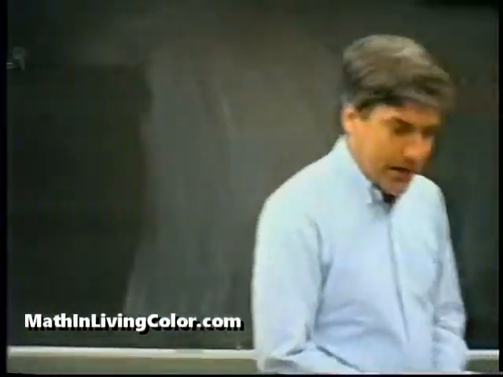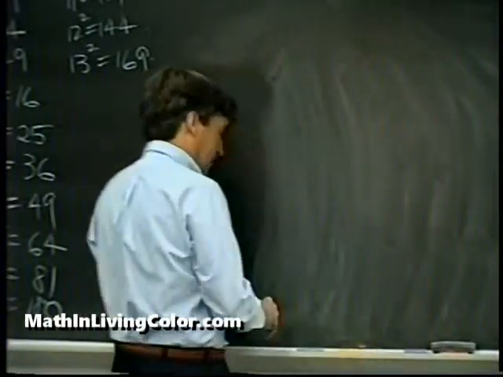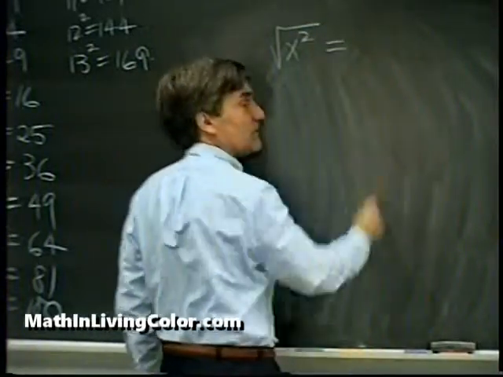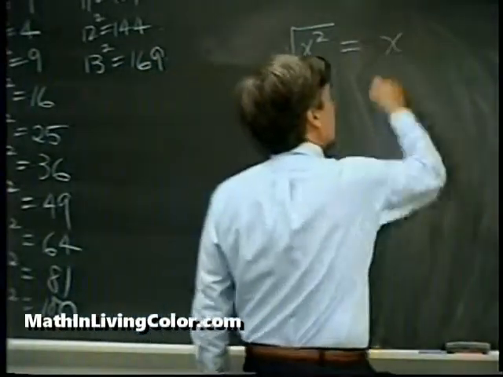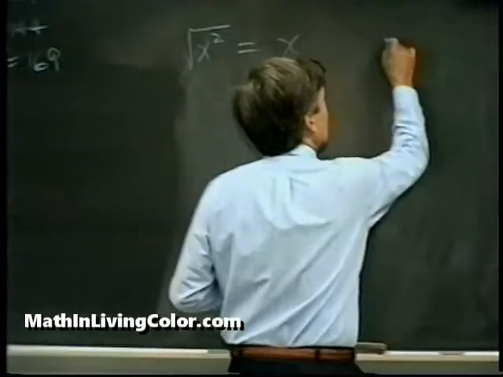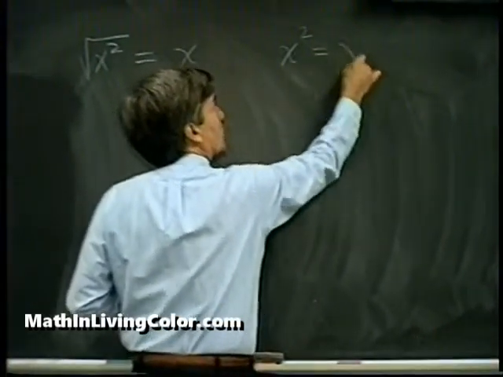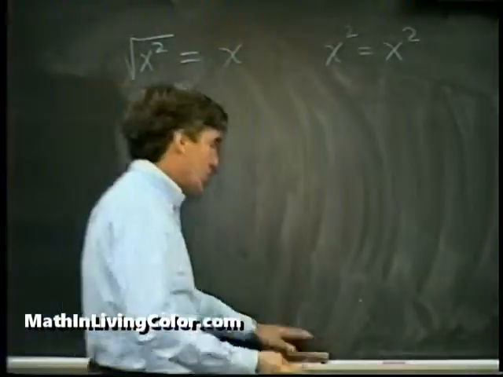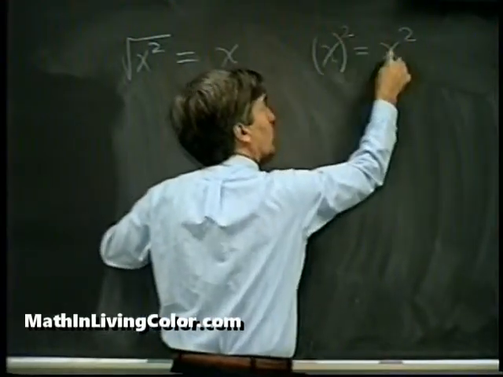Okay? Now, next thing I'd like to talk about is, what if you had a square root of something with an exponent in it? Let's say you have a square root of x squared. Anybody want to take a guess? X. Okay? Now, in order to check this, to make sure it's right, what you'd have to do would be say x and then square it, and then that would be x squared. X squared equals x squared. In other words, the check would be that we have to square something and end up with x squared.